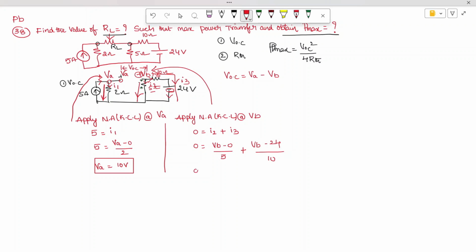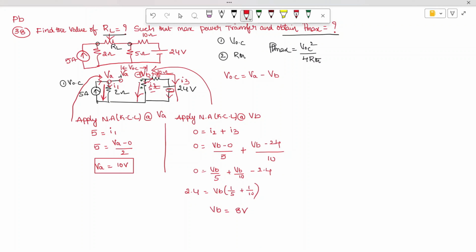So 0 is equal to VB by 5 plus VB by 10 minus 2.4. So 2.4 is equal to VB times, taking common, 1 by 5 plus 1 by 10. Use your calculator, then we are going to get the value of VB equal to 8 volts.